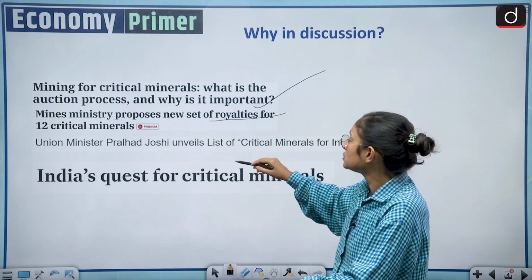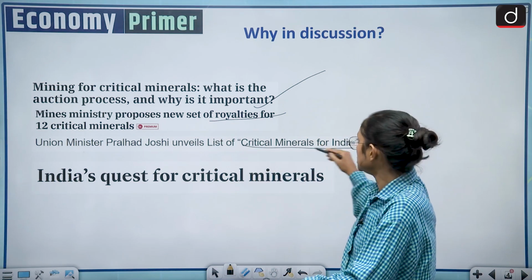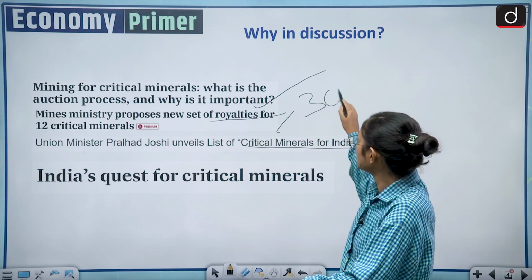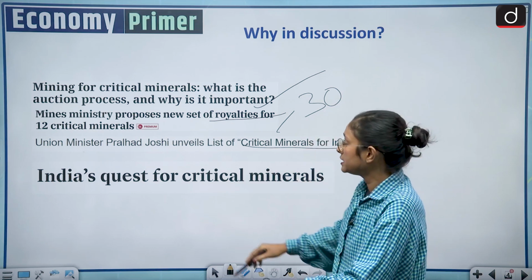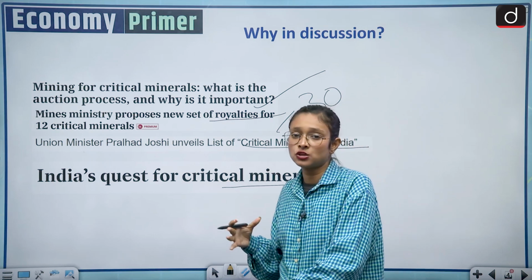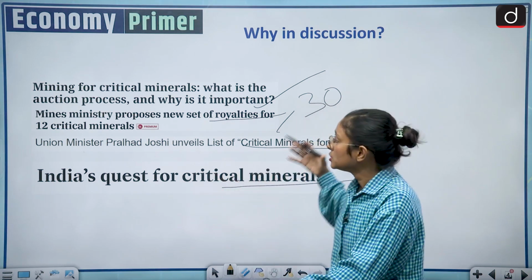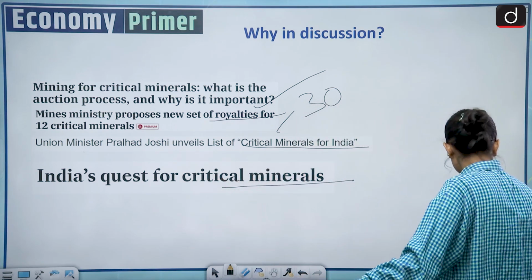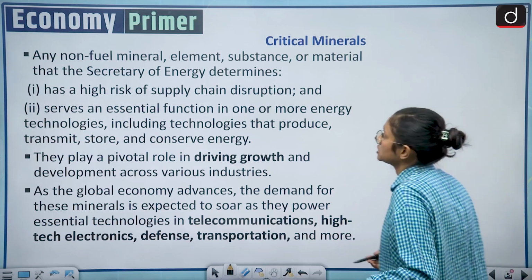Union Minister Prahlad Joshi unveils the list of critical minerals for India. We already discussed that 30 minerals have been listed, and India's quest for critical minerals shows how much India is trying to invest in such things. Moving to the next slide, which is the introduction about critical minerals.